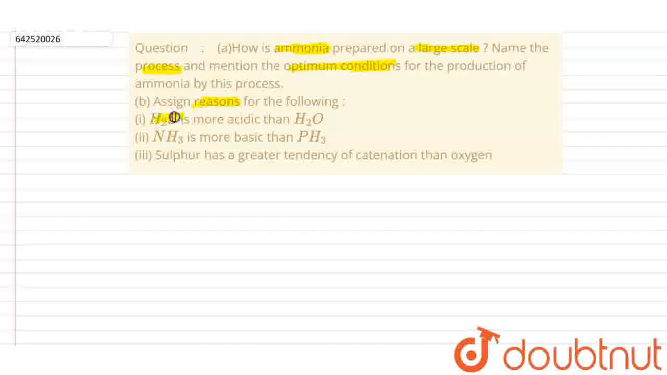That is, H2S, hydrogen sulfide, is more acidic than water, ammonia is more basic than phosphine, and sulfur has a greater tendency of catenation than oxygen. Okay. So let us discuss the answer. In the first one, how is ammonia prepared on a large scale? Ammonia can be produced on a large scale in industries through Haber's process.